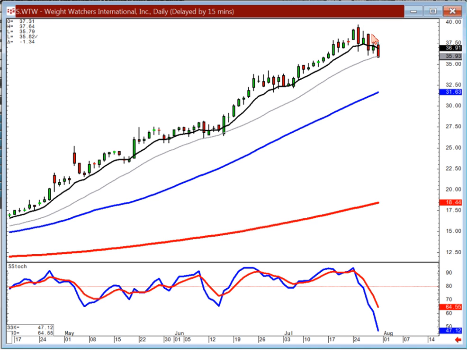Weight Watchers, bearish engulfing, bearish engulfing, bearish engulfing. Where's the likely target? Back here to the 50-day moving average.